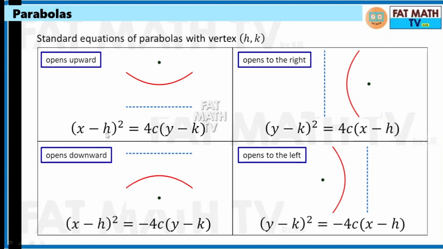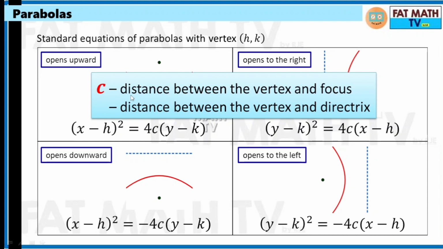As you can see here, h is always with x, and k is always with y. You have to remember these four equations so that you will know how to identify the vertex, focus, and others. Also, if you're asked to find the equation given certain conditions, you have to familiarize yourself with these four equations. So c is the distance between the vertex and the focus, or it is also the distance between the vertex and the directrix.